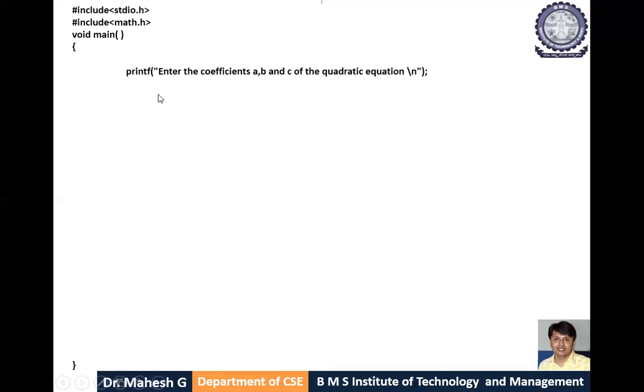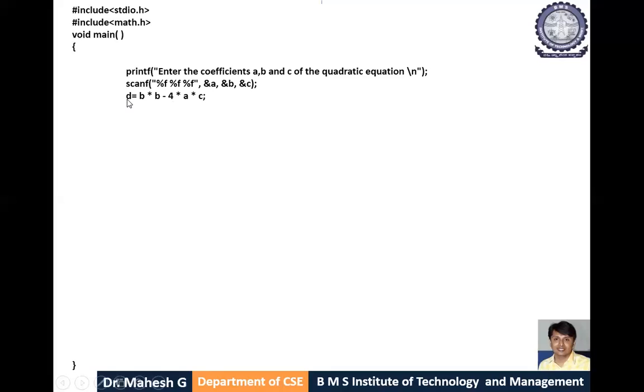And we read the coefficients by using a scanf statement: scanf with %f %f %f, ampersand a, ampersand b, ampersand c. The first thing that we need to do is to compute the discriminant value. To do this, we shall write a statement: discriminant is equal to b square minus 4ac. The C statement for that is d is equal to b star b minus 4 star a star c.